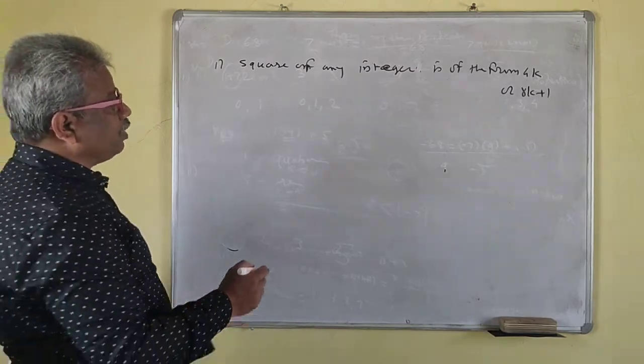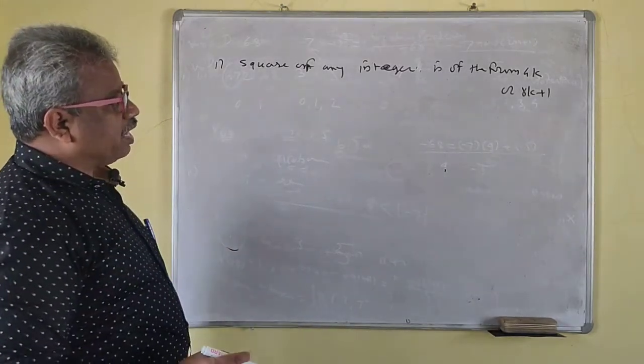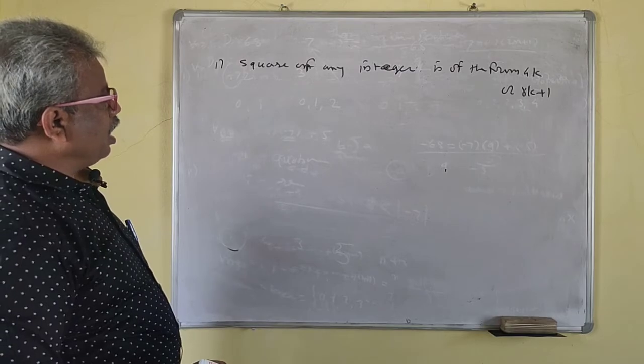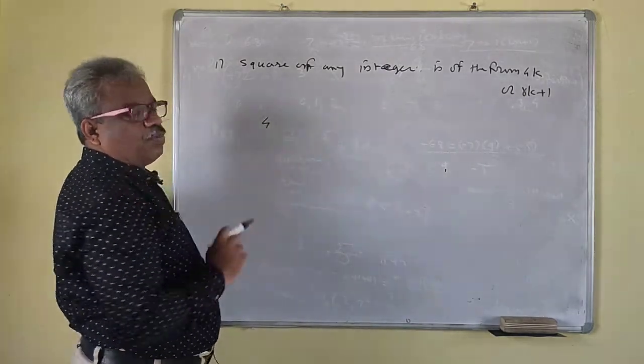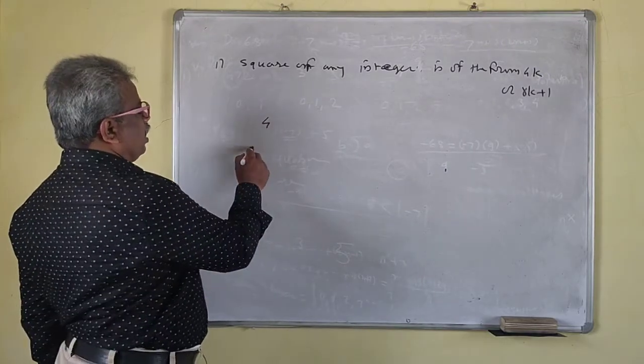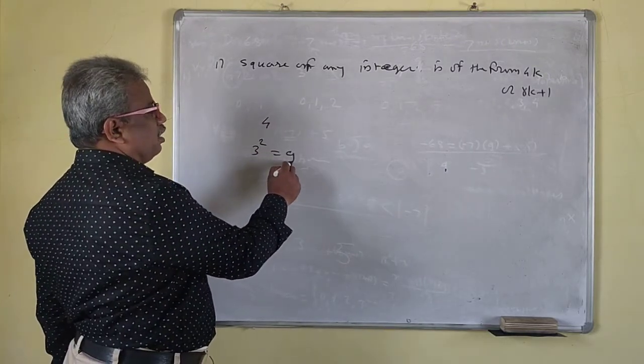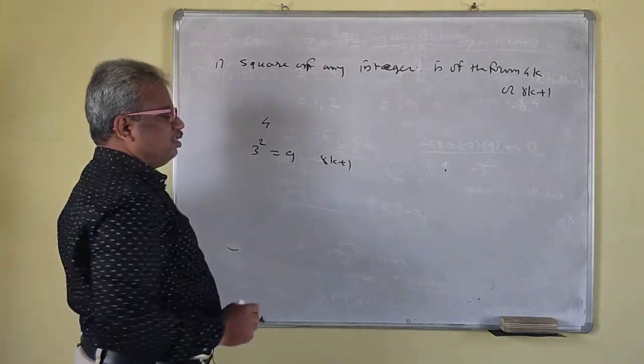So that means what? Suppose we will take the square of any integer. The square of 2 is 4. So this is 4k. Okay. The square of 3, suppose, is 9. So this is of the form 8k plus 1, where k is equal to 1 here.